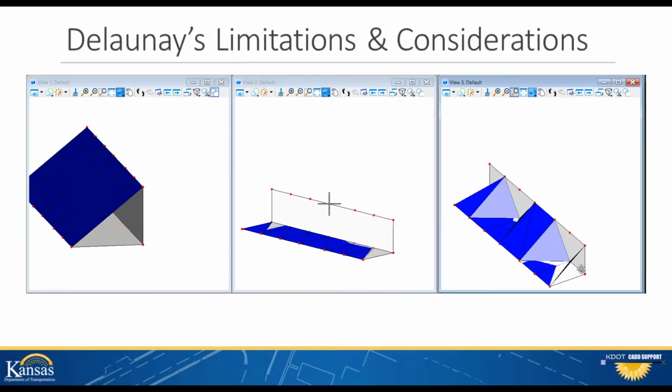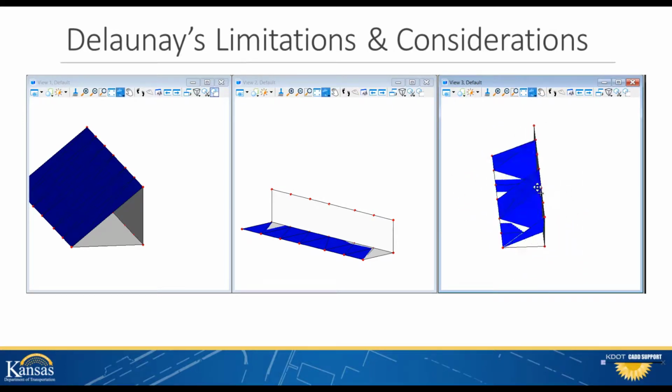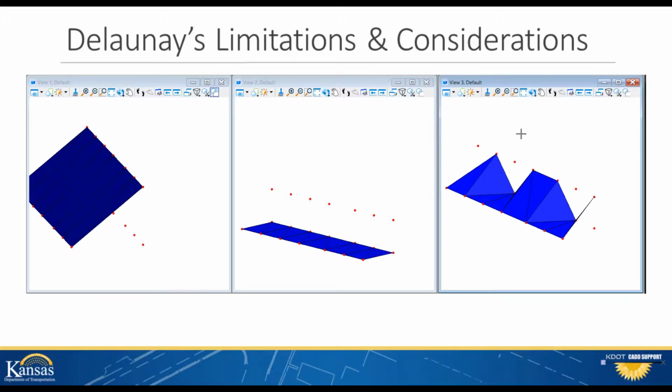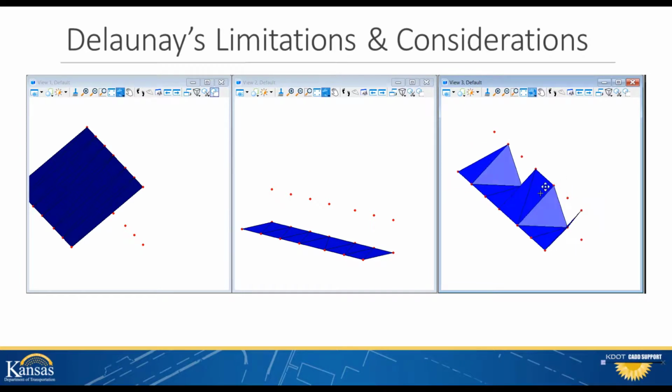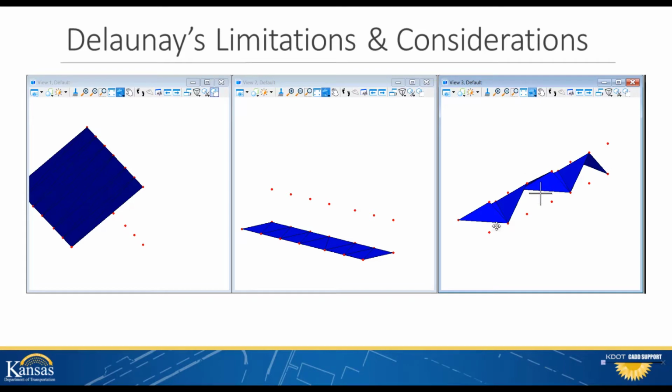Here you have a random combination of higher and lower points that result in a jagged surface. When reviewing your models and associated terrains, a jagged output like this is a red flag that you have a combination of points and break lines with two or more elevations for the same XY position, which is incompatible with Delaunay's triangulation.